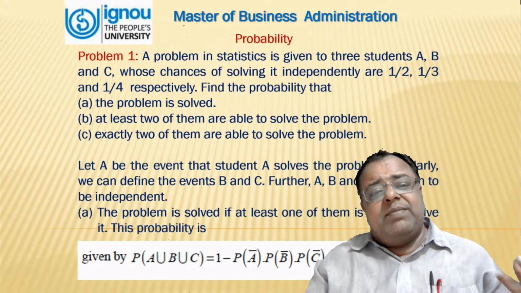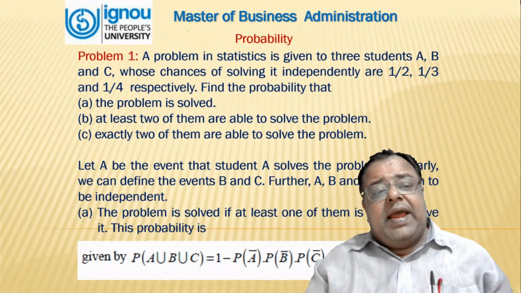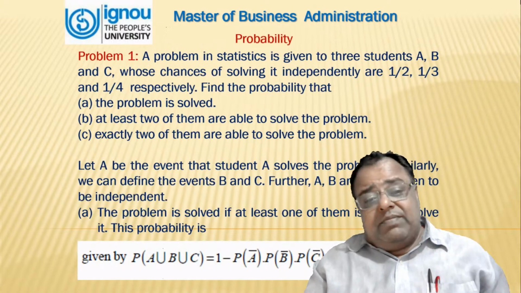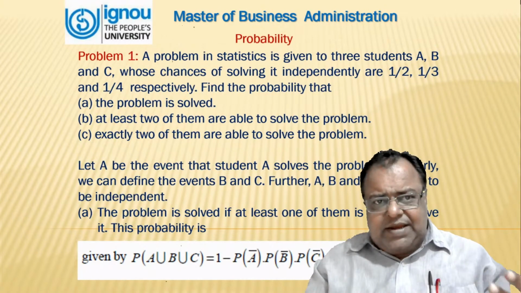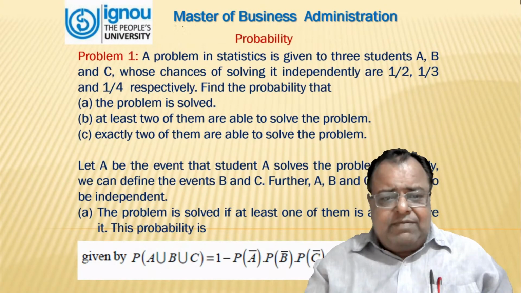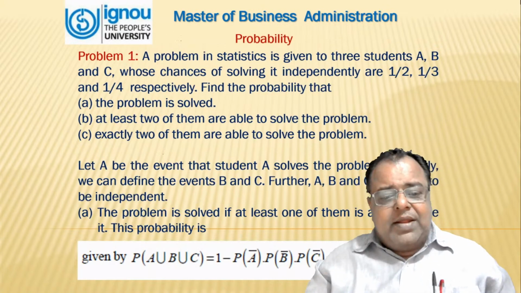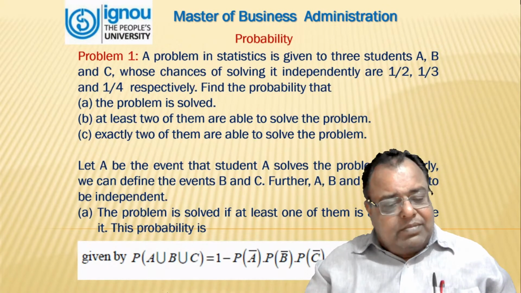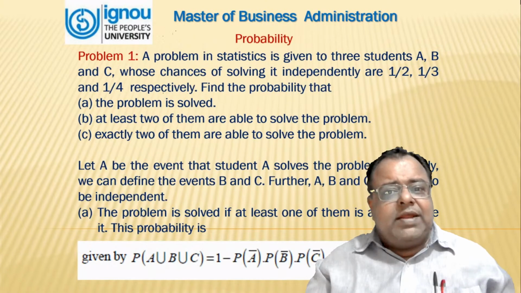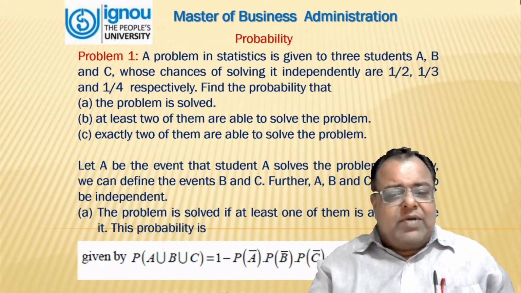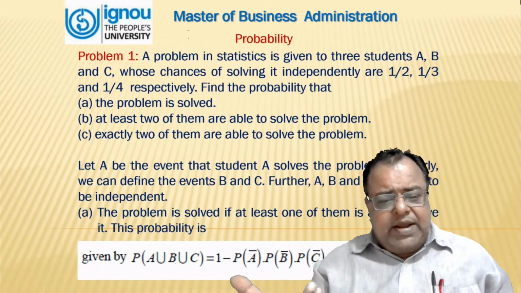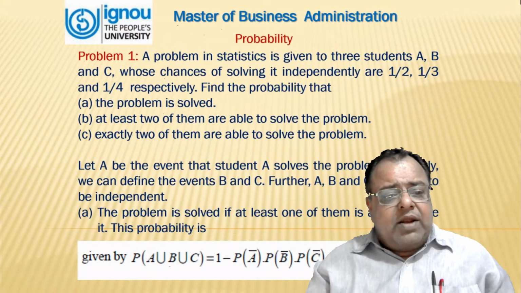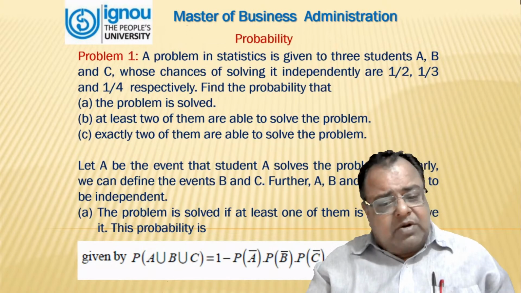At least two of them are able to solve the problem. And exactly two of them are able to solve the problem. The question seems easy, but technically, when we come into the probability part, it's not that easy, but it's not that difficult also. So we have to convert these values into mathematical relations. First of all, the problem is solved.